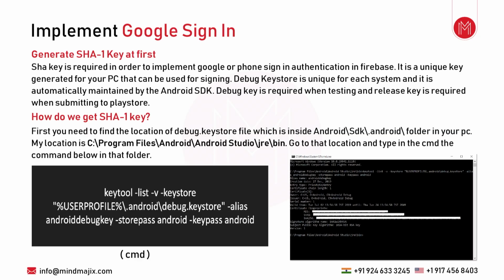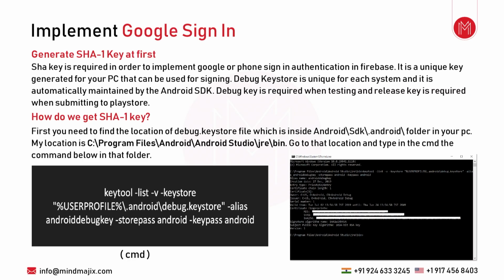So the first step is to generate an SHA key. And you might be asking, what is SHA key? SHA key is required in order to implement Google or phone sign-in authentication in Firebase. It is a unique key generated for your PC that can be used for signing. The debug keystore is unique for each system and it is automatically maintained by the Android SDK. So you just have to remember that the debug key is required when we are testing, and there is another key called the release key which is required when we are submitting to Play Store.